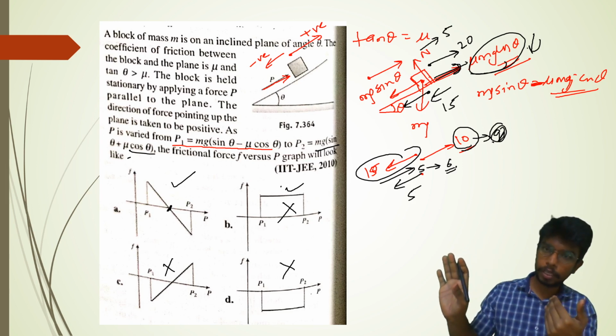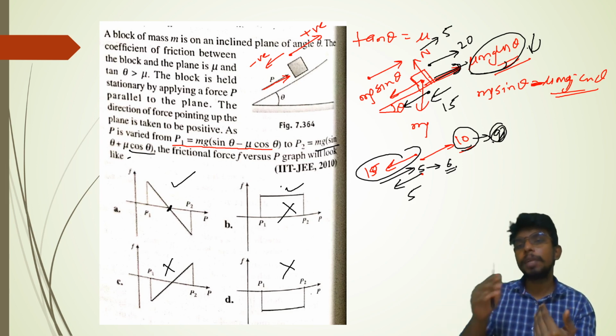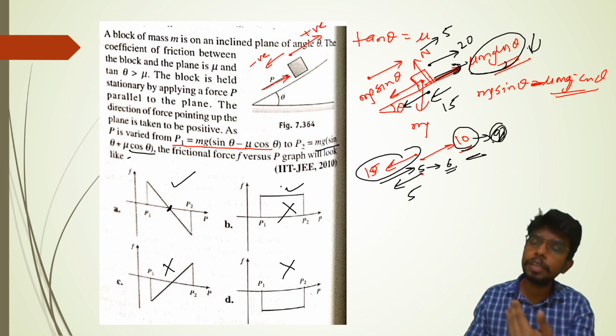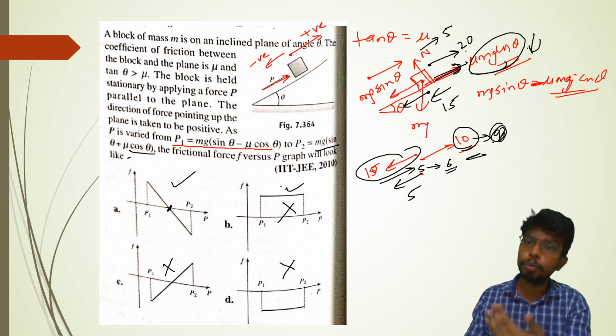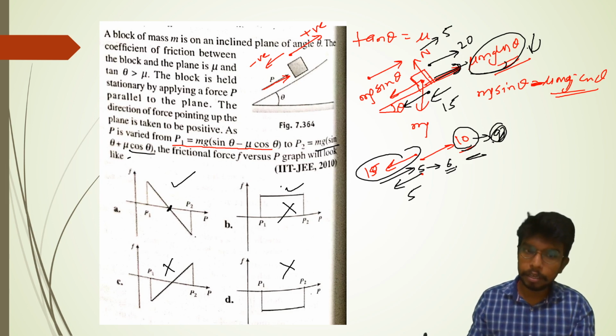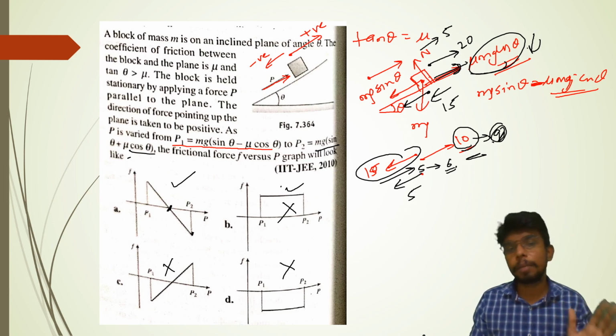Friction will act in the opposite direction. Friction can go maximum till 10, as I considered here. So basically, as I keep on increasing my force, 20, 21, 22, friction will keep on increasing, but in the opposite direction. And there will be a time when friction will give up and my force will increase.